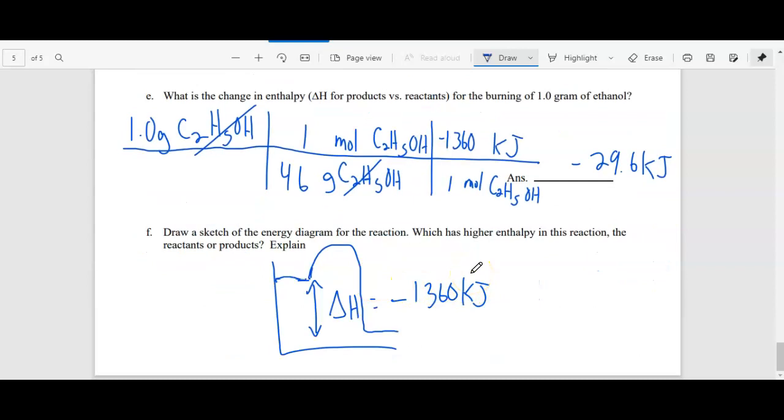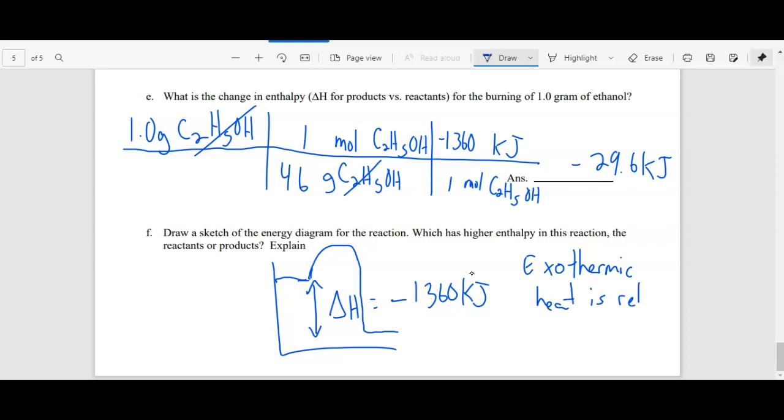And then for this one here, we know that it's an exothermic reaction. That means that heat is released. And therefore, it's a lower enthalpy for the products, since that one's going to have a lower amount on an exothermic.